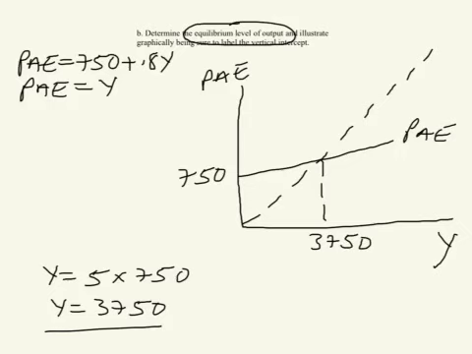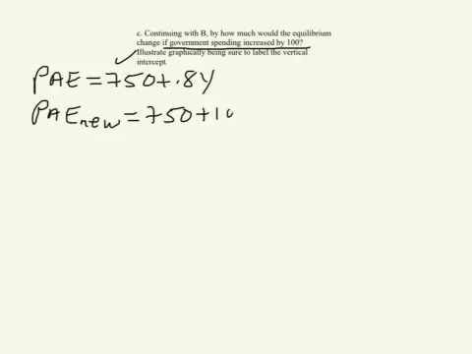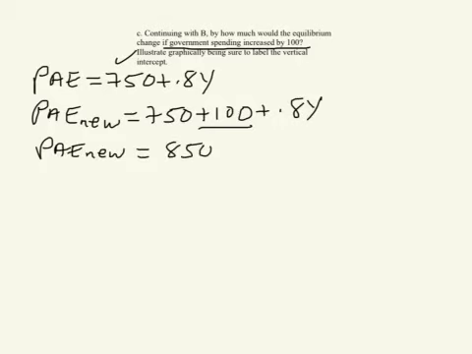There you go. Now you're asked to figure out how the equilibrium changes when you change government spending by 100. And so when I do that, that just means I'm going to add some autonomous spending. All of that autonomous spending is right there in that 750. So I'm going to add $100 in additional autonomous spending to that. So my new spending line is equal to 850 plus 0.8y.